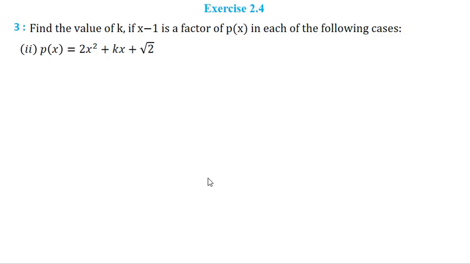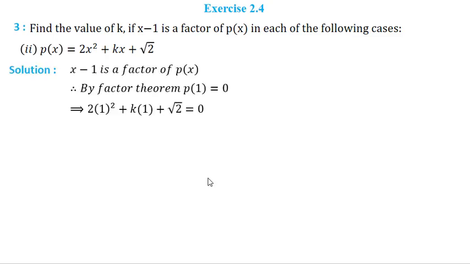We have to find the value of k if x minus 1 is a factor of p(x) in the following case, where p(x) is 2x square plus kx plus root 2. Now let us find p(1) and equate it with 0, because x minus 1 is a factor. So by factor theorem p(1) will be equal to 0. So what we are getting? 2 plus k plus root 2 equals 0. This gives me k equals, this 2 and root 2 will move to the right hand side, and the plus sign will become minus sign. So I have the value of k as minus 2 minus root 2.